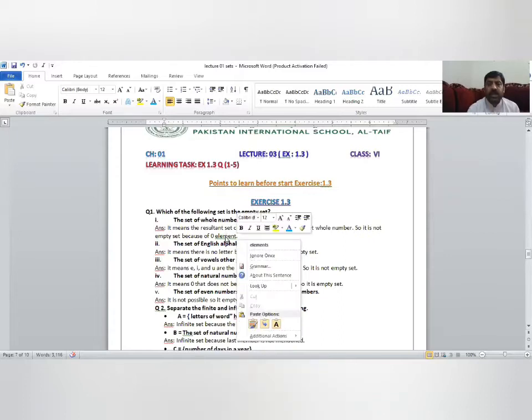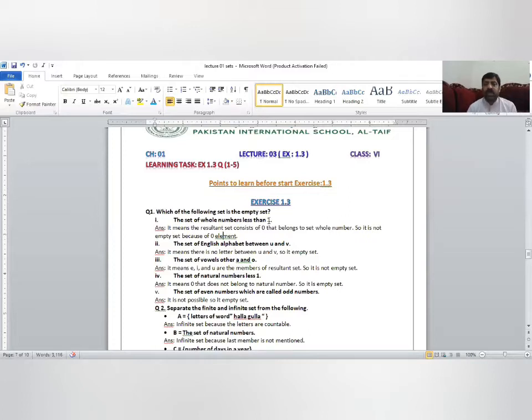Dear student, here I would like to explain question number 2, the set of English alphabets between U and V. Understood? Very, very simple. We know that between the letters U and V there is no letter. We have nothing. So that is why the resultant set is the empty set. I have written that with complete information for your kind information here.